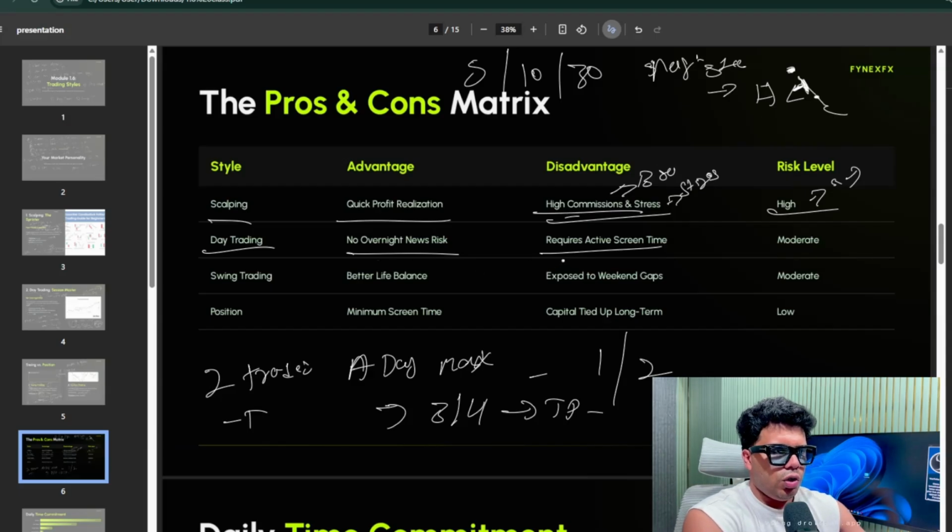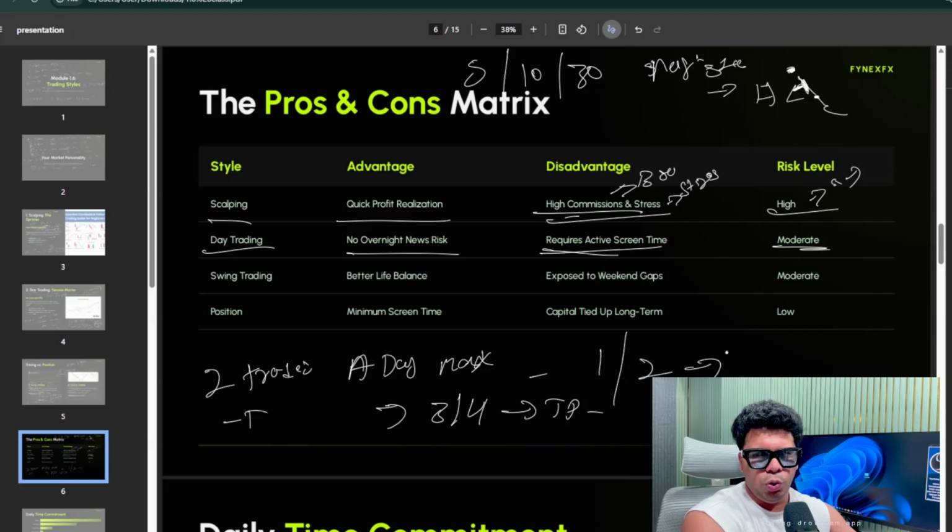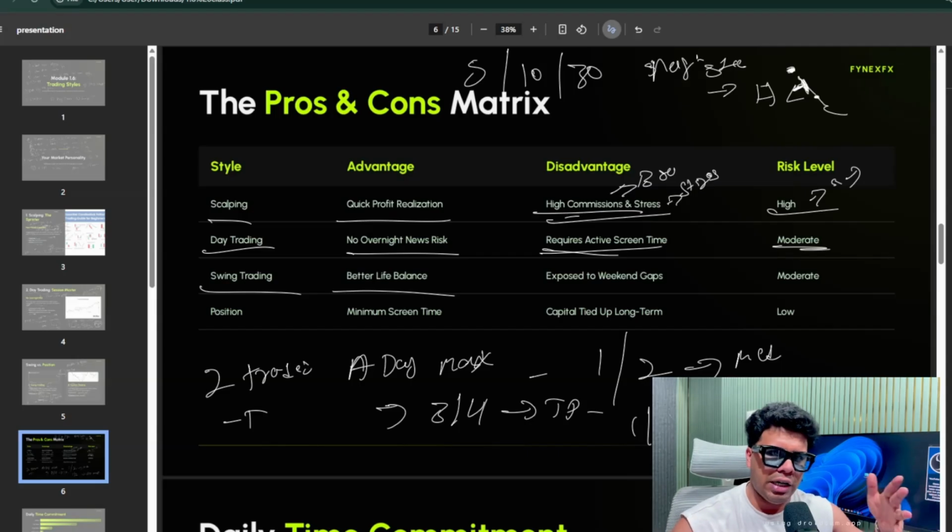You require active time as a day trader, and your risk is medium, because you just enter 1 or 2 trades per day. That depends on the risk. It's medium risk as a day trader. But when it comes to swing trading, there's better life balance, because you no need to spend most of your time in front of screens. You enter just 1 or 2 trades per week, because your target is very big. Your analysis is totally different from scalper and day trading.